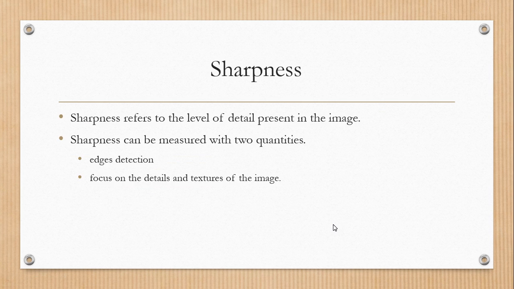Therefore, let's first define sharpness. Sharpness is the level of detail present in the system. It distinguishes the edges. It provides us the details of an image. So when we smoothen an image, it gets blurred. The detail is reduced. The texture of the image is reduced. Therefore, the sharpness is reduced.